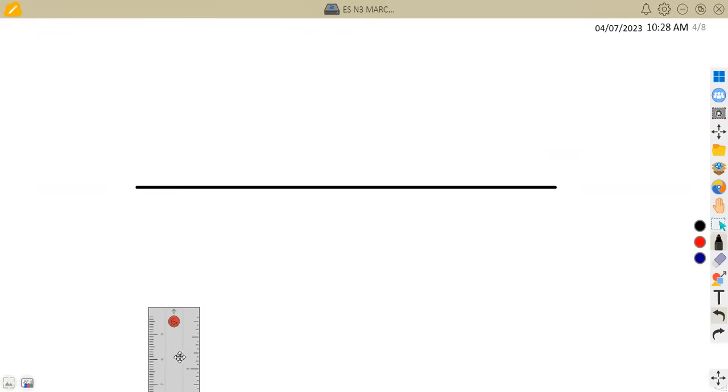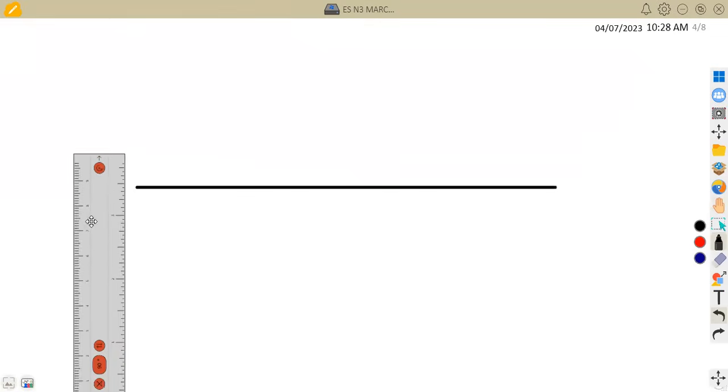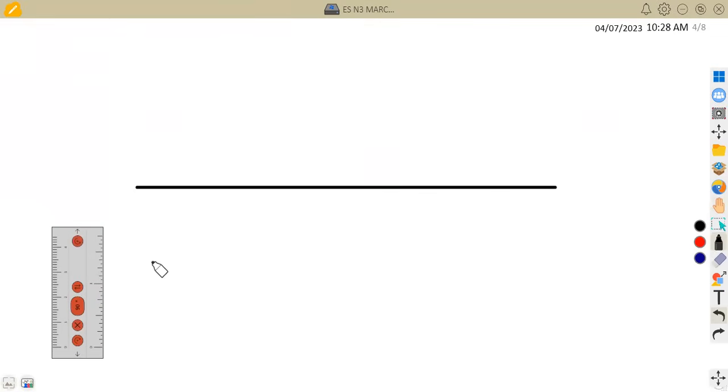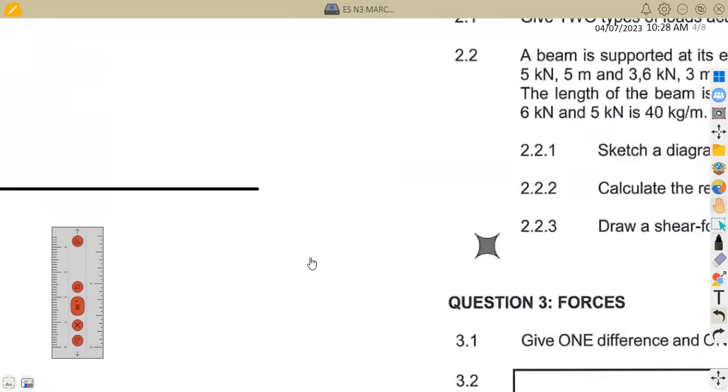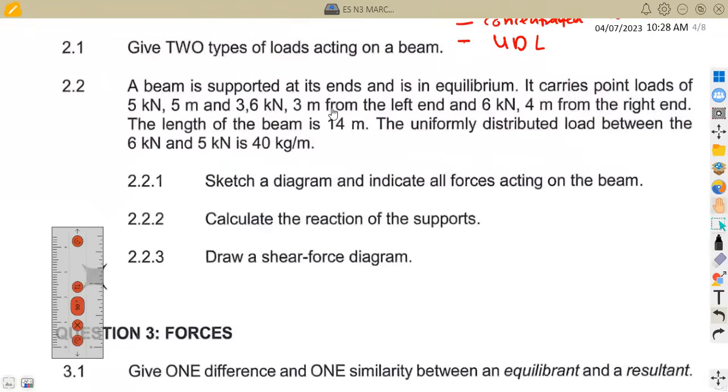All right, so the first part that we are given, we are supposed to understand each statement. That is, we are given that it's supported at its ends.